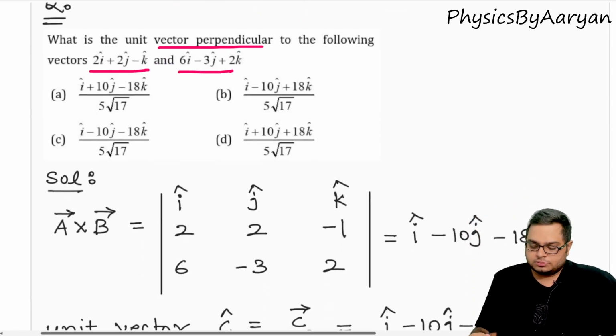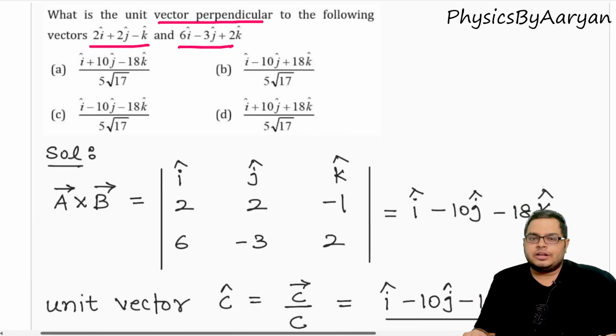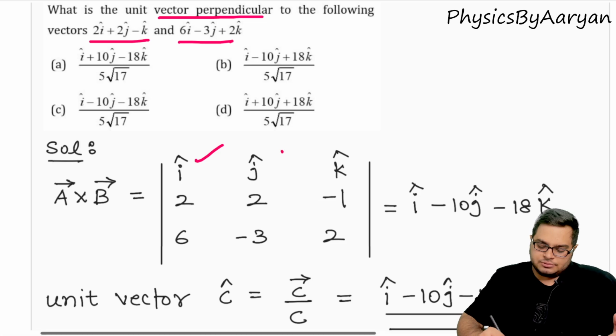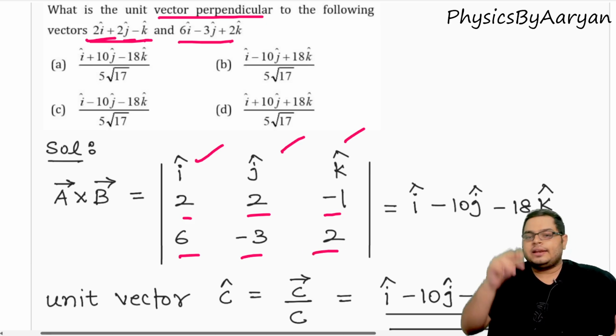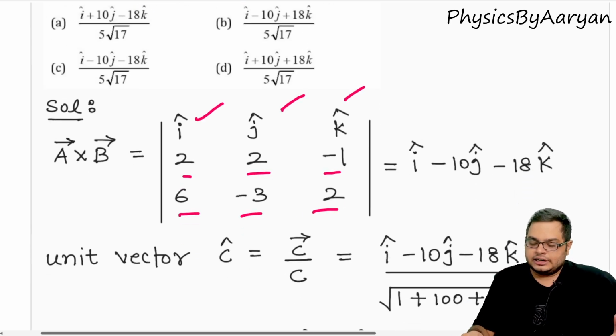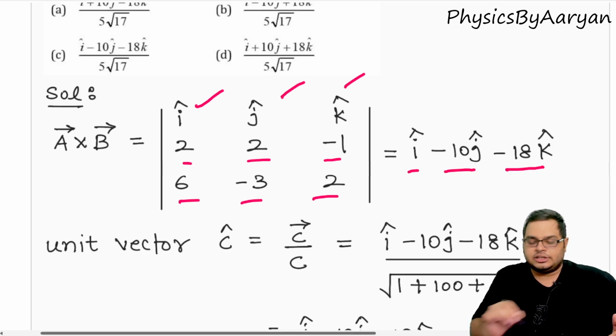So let's do the cross product. I will not show the mathematics, but very quickly I will leave that for you. I write i cap, j cap, k cap. Then I write my first vector: 2, 2, minus 1. And then my second vector: 6, minus 3, 2. And then I solve this determinant, and that is up to you. If you solve this, you will get i cap minus 10 j cap minus 18 k cap.